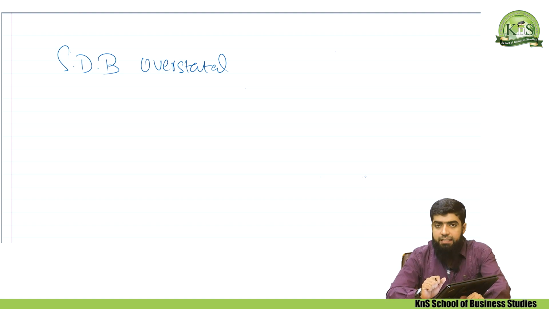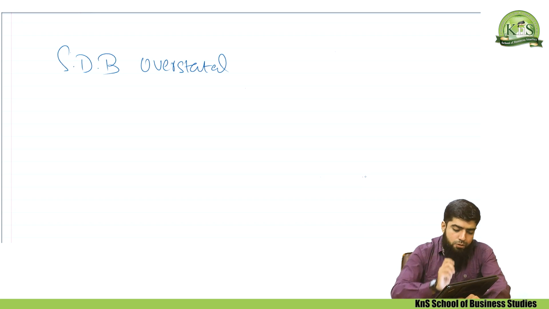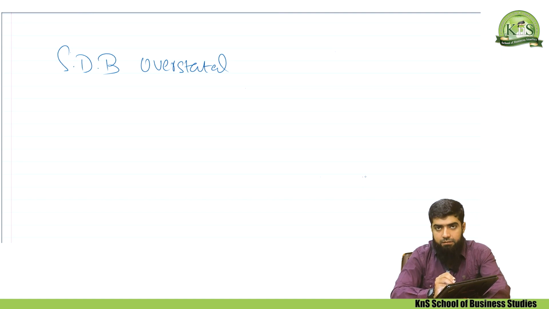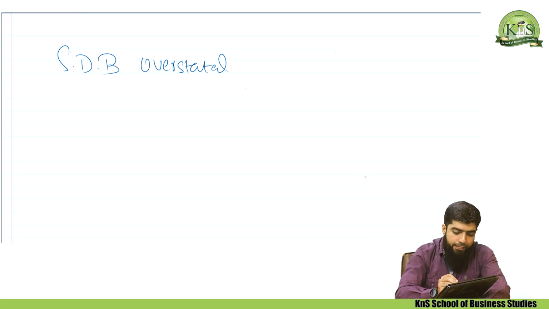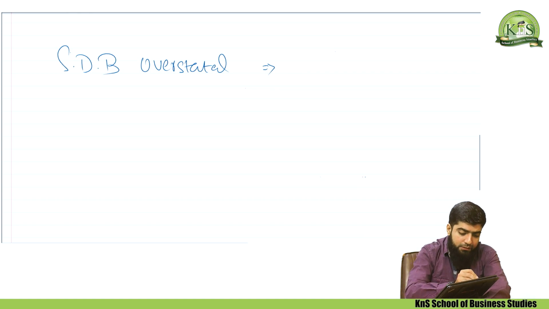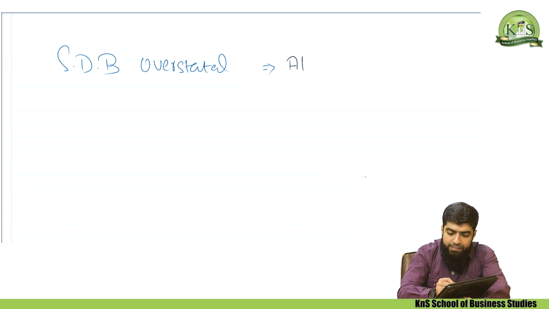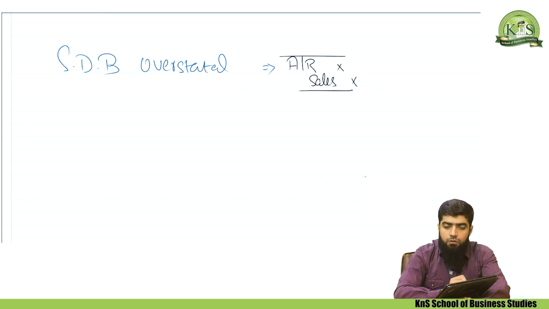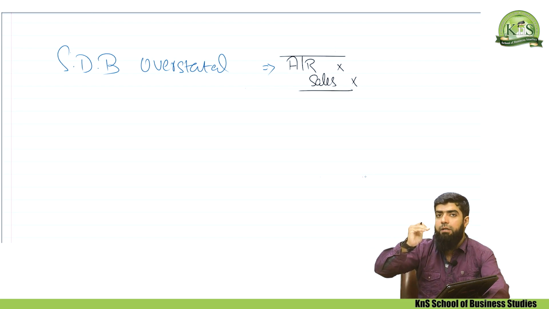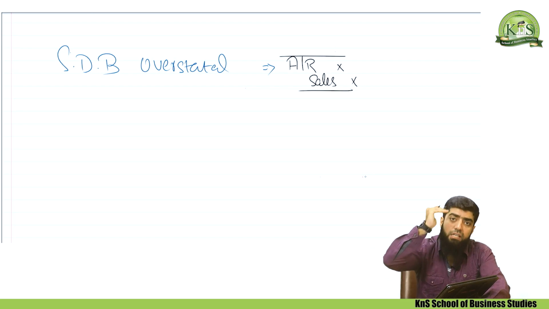Whenever the sales day book is overstated, for example overcast by 5000, what will be the impact and how are we going to rectify it? Always remember, when the sales day book is overstated, it means you have made the entry, accounts receivable debit and sales credit, with the higher amount. You have debited the receivable, so you have increased the receivable with the higher amount.